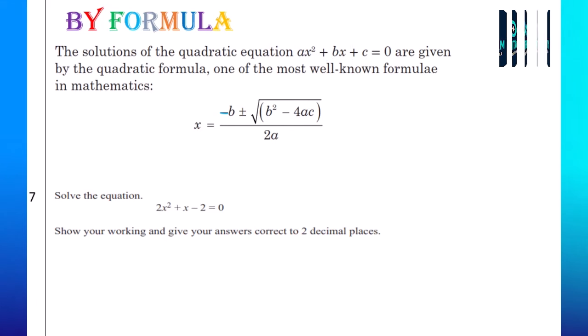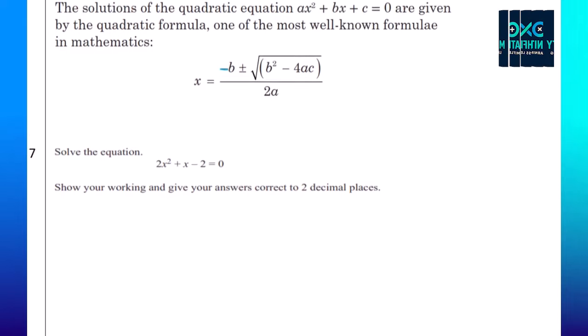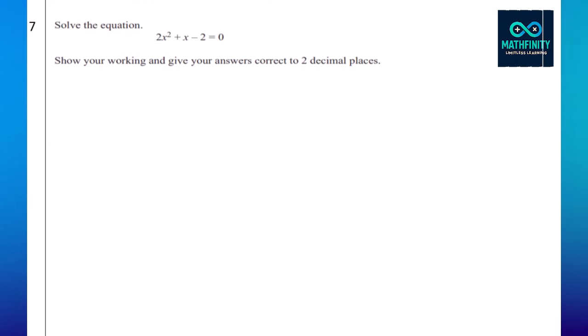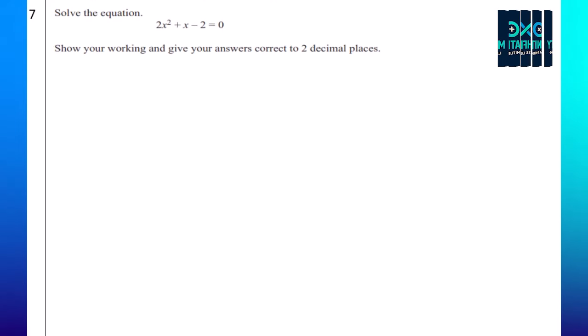But how would we know in the exam whether I have to factorize or use the formula? Sometimes they write it, sometimes they do not. Like in this example, question number 7, they did not write anything. They just wrote solve the equation. We can see only the quadratic equation is there: 2x squared plus x minus 2. Show your working and give your answer correct to two decimal places.